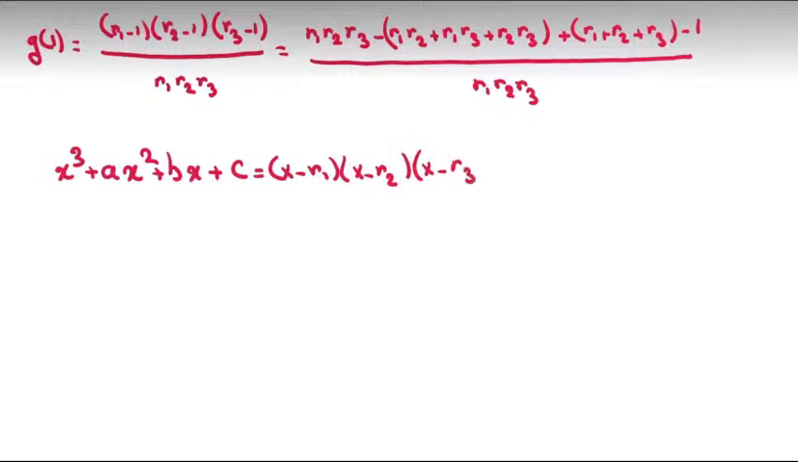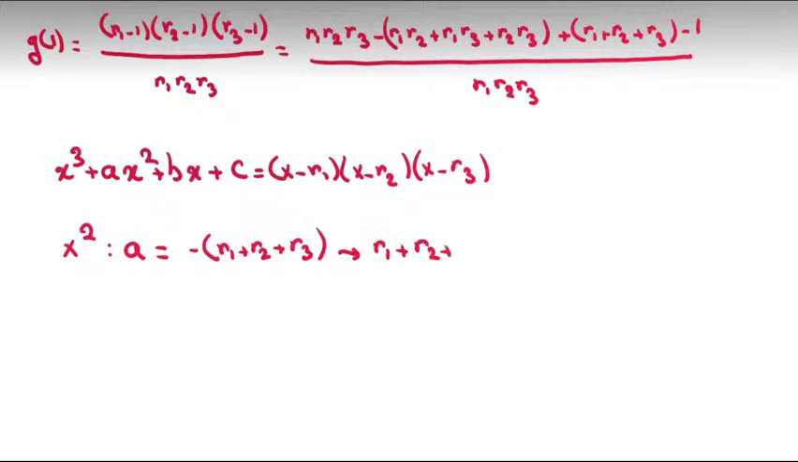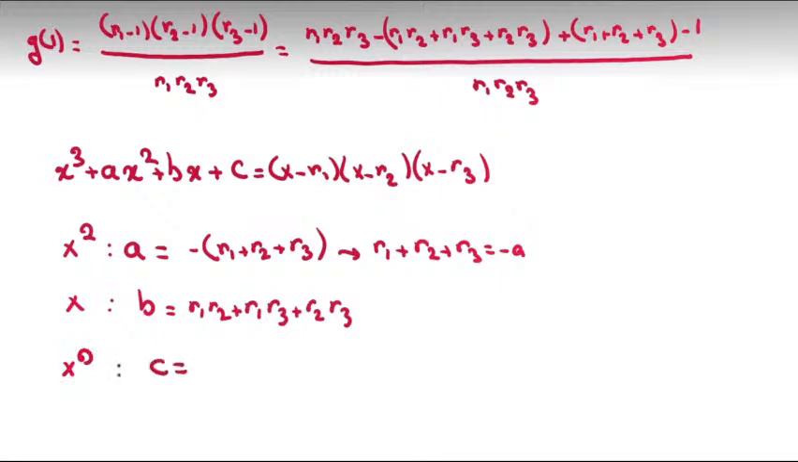If you forgot Vieta's formula, you can again say, okay, coefficient of x squared is what? Left side is a, right side will be negative (r1 plus r2 plus r3). So r1 plus r2 plus r3 is negative a. Coefficient of x, it will be b, right side will be r1 r2 plus r1 r3 plus r2 r3. If I consider coefficient of constant term, or let's say x to 0, left side is c, right side is negative r1 r2 r3.